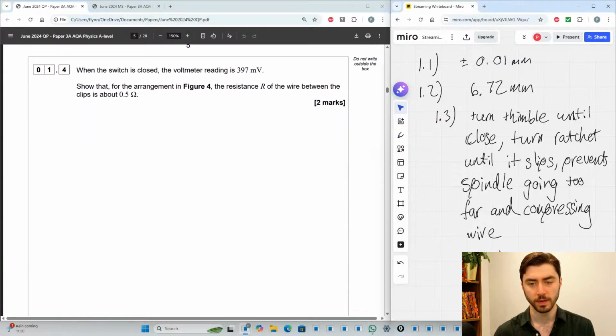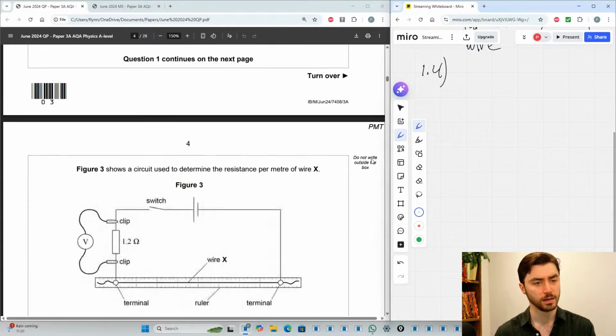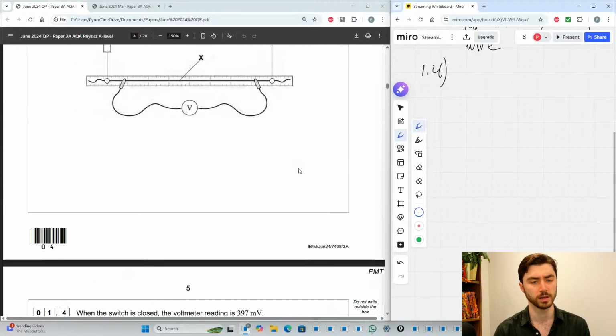Okay, so let me have a think about this. 1.4. When the switch is closed, voltmeter reading is that. Let me read. Okay. It's wire X. What's the 1.2 resistor? Okay, so we don't know. So we know the current, certainly.